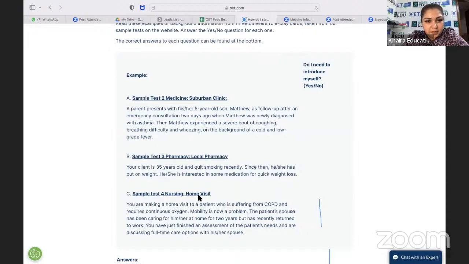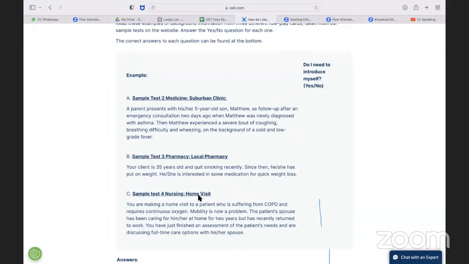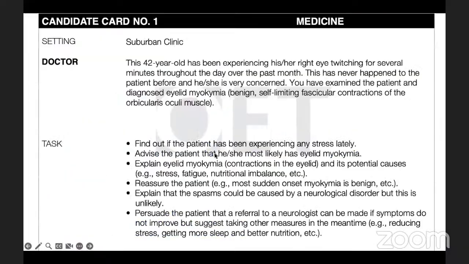Right, let me show you another context. Is the role play card visible? No, ma'am. Now is it visible? Yes, ma'am.